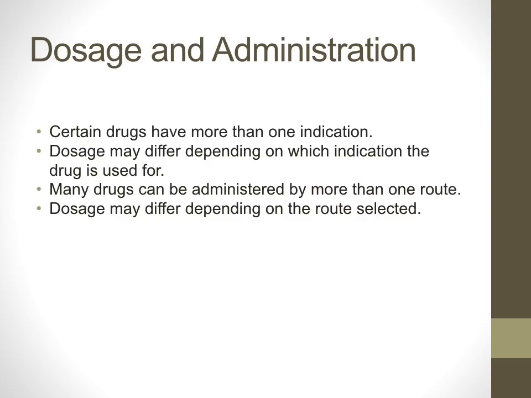Some medications have more than one indication. The dosage may differ depending on what the indication of the medication is. Look at aspirin. You'll see aspirin referred to as ASA. There are different dosages for aspirin. There's 81 milligrams, a low dose. There's 325. What is aspirin?